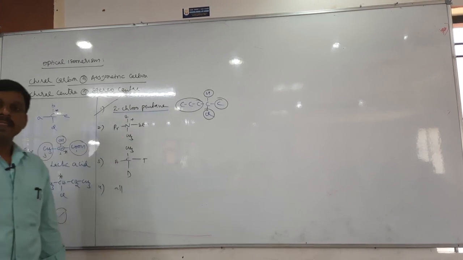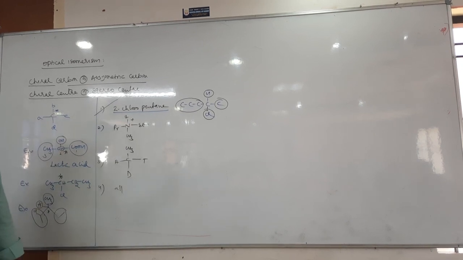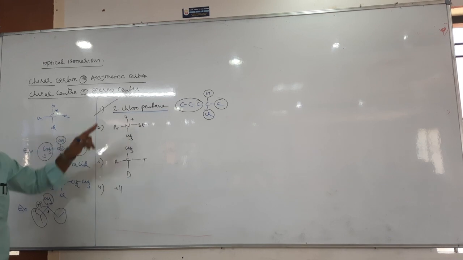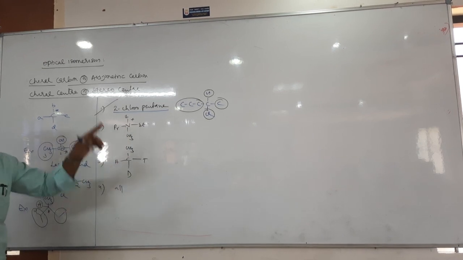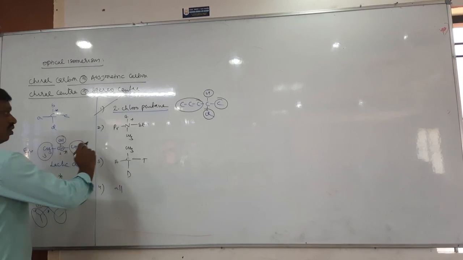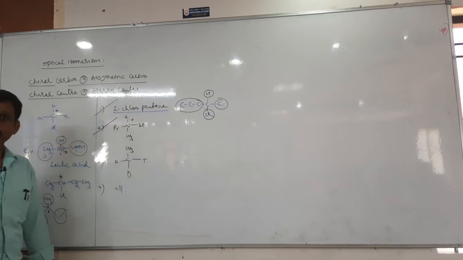So remember, if a nitrogen atom is attached to 4 different groups, of course having a positive charge, it can also exhibit optical isomerism. It is like carbon, it can also exhibit optical isomerism, therefore it is also possible.